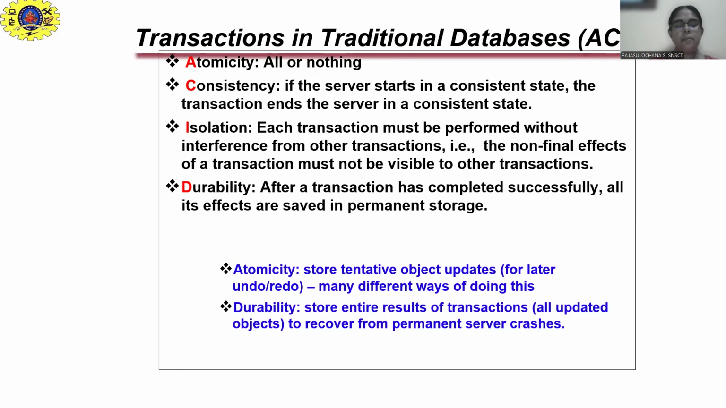Any updates that are being made by the transaction have to be updated properly. The third one is isolation. Though more than one transaction is happening concurrently, each transaction should not interfere with any other. That is what isolation is all about. And durability: despite hardware failures or software crashes, the system has to stay up to date. The system has to be updated completely. That is what durability is all about. So these are various properties of transaction in traditional databases.